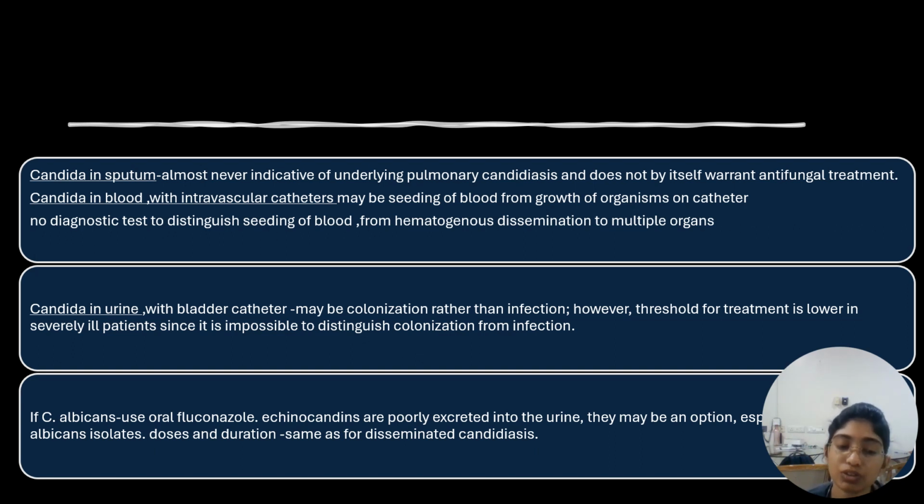If the patient is on a urinary catheter and if we find Candida in urine in such a patient, we will not know whether that is colonization or infection. But if the patient is ill, we have to treat it. And for that, if it is Candida albicans, we can use oral fluconazole. And if it is a non-albicans species, we can go for echinocandins, although they're poorly excreted in urine.